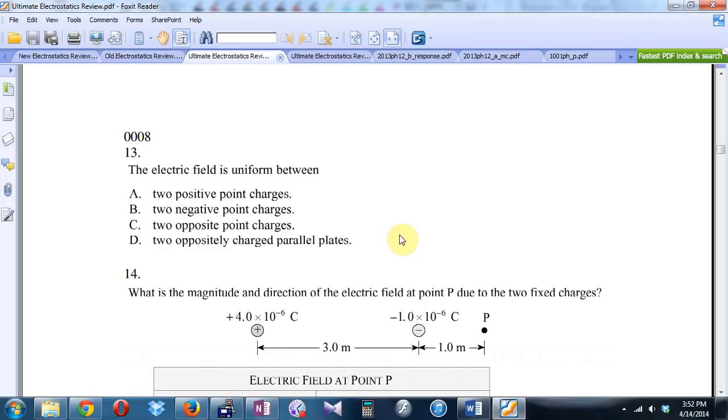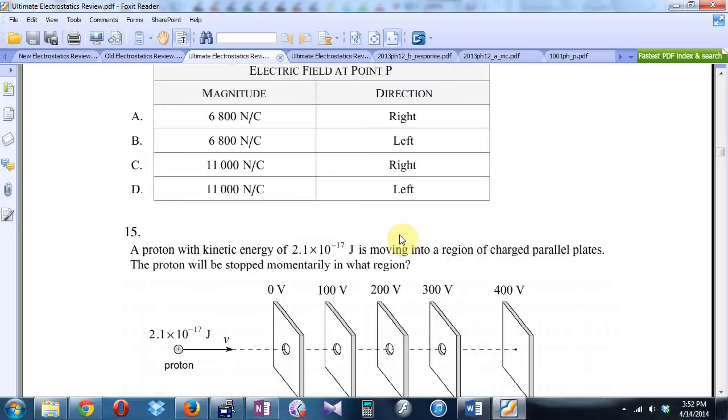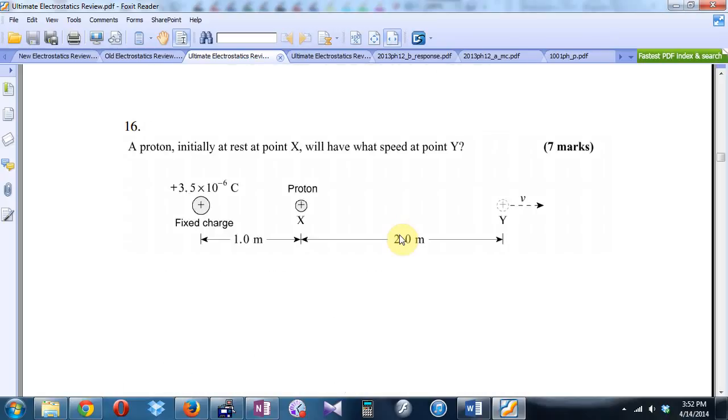I like number 13. I like number 14, two points and the electric field to the right of them. Hopefully you're cluing in. Number 16, worth 7 marks.